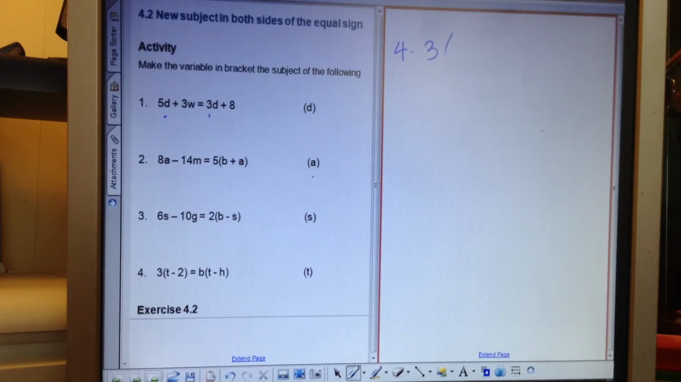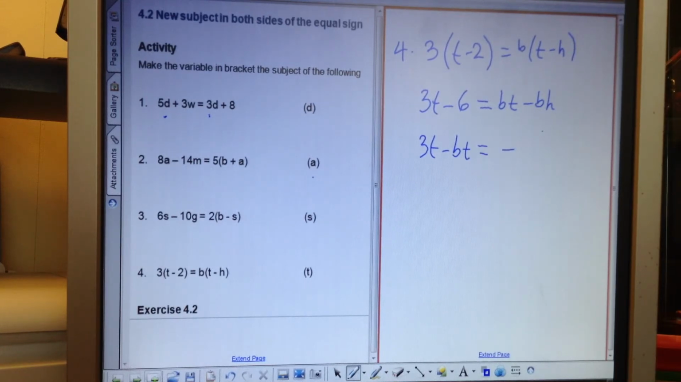We are given 3 into T minus 2 equals B into T minus H. We want to make T our subject. So we expand. For this case, there is no common factor, so the only method is to expand. We have 3T minus 6 equals BT minus BH. We group the terms with a T, so we're going to get 3T minus BT equals minus BH add 6.